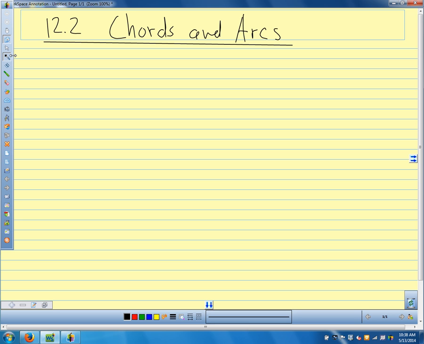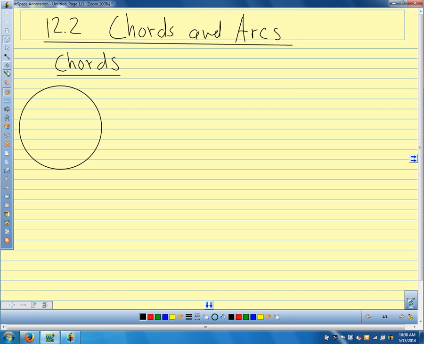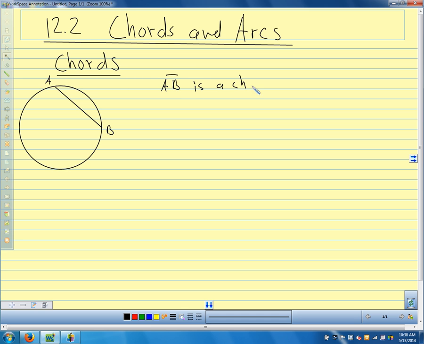So first thing we need to know is, what is a chord? We're going to talk about this new part of a circle. So let's figure out what we mean when we say a chord. We'll draw a picture. A chord is just a segment with its endpoints on the circle. So I'm going to say this is A and B. So segment AB is a chord. The endpoints are on the circle.